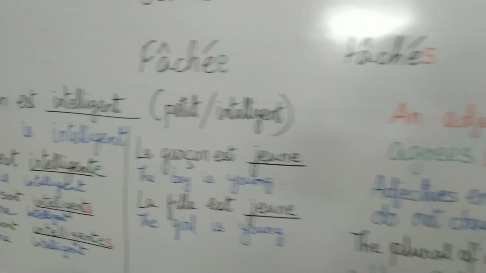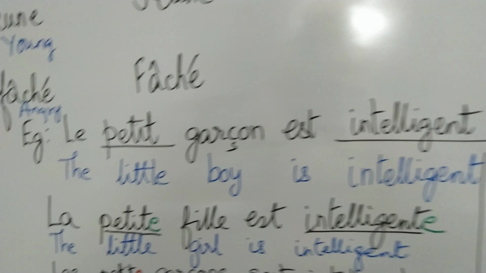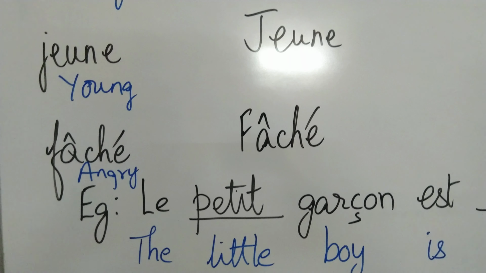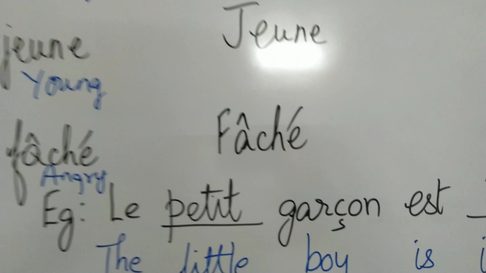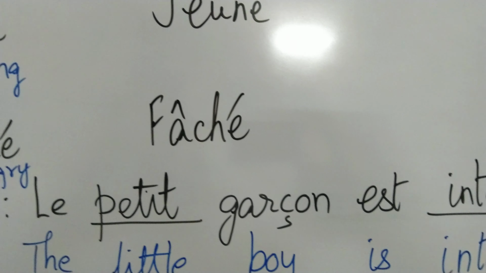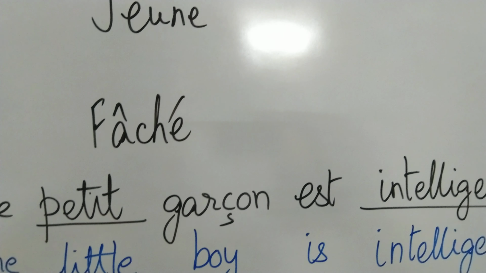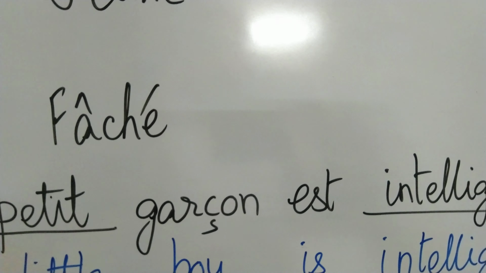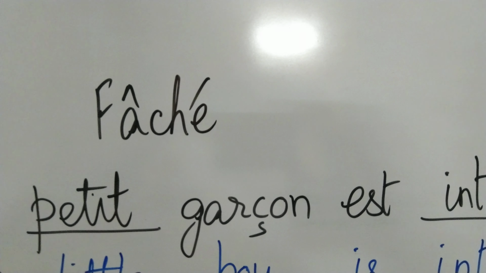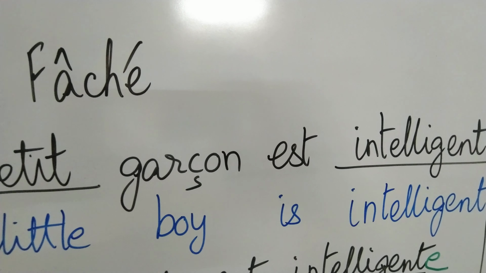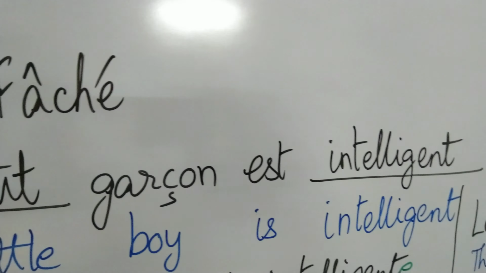Now, the last adjective is fâché. Fâché means angry. F-A circumflex, C-H-E acute. The form that is given is the masculine singular form. You must add an extra E to make it feminine singular because this is not an adjective ending with the silent E. So you see the last E of fâché has an accent on it. Therefore, it is not a silent E. So we have to add an additional E to make it feminine singular.